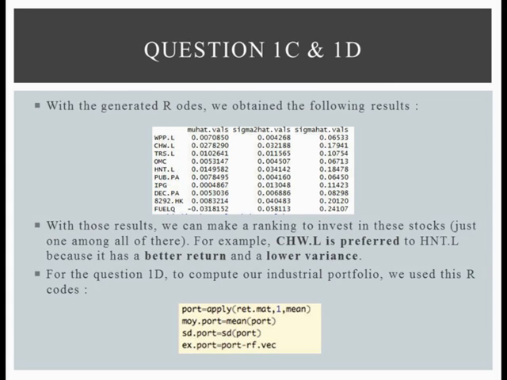In this table, we can see all stocks' returns are positive except the stock FULQ. For example, CHWL is preferred to HNTL because of a higher return, which amounts to 2.78%, and a lower variance, which amounts to 3.22%.